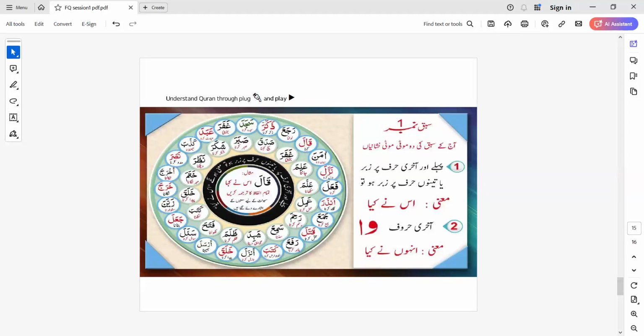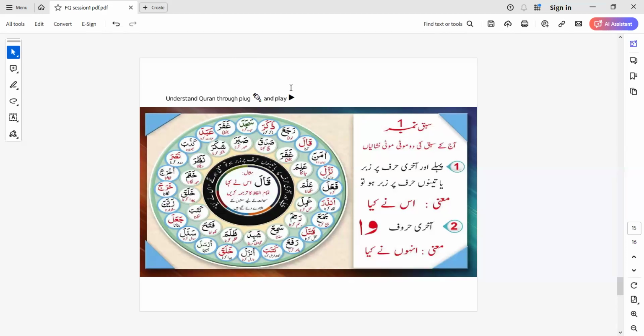Like this is a circle, yeah? If you write Kala instead of all these, you don't need them. You write Kala, he said, that's it. And underneath you write Kalu, and you stretch it. Kalu, they all said, or they said. And at the top heading, you will write masculine third person.